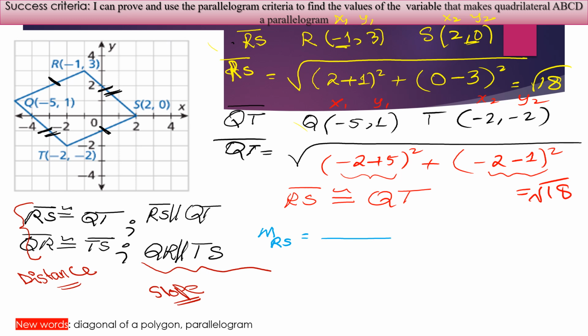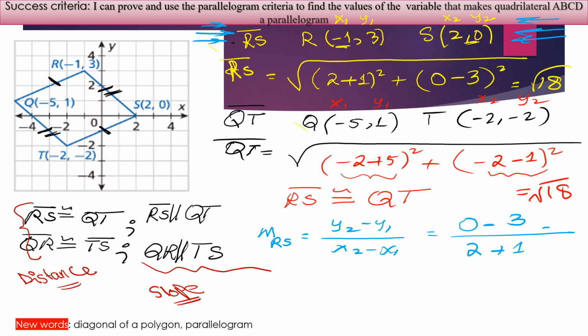So the formula is (y2 minus y1) over (x2 minus x1). Here you have to look over here, R and here is my S. So y2 is 0 minus y1 is 3, x2 is 2 minus x1 is minus 1, so plus 1. It will give us minus 3 over 3. The answer is negative 1. You can use the calculator to get the answer.